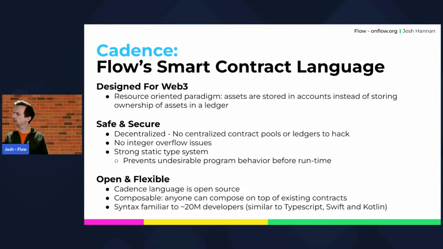I see one here. Does Cadence support algebraic data types like in Haskell and Rust? Does it support pattern matching? That's a good question. I don't know the exact answer for that. We have a Flow Discord that's linked on our website, flow.com. If you join the Discord, you can ask in the developer forum channel there, and you should be able to get some answers.